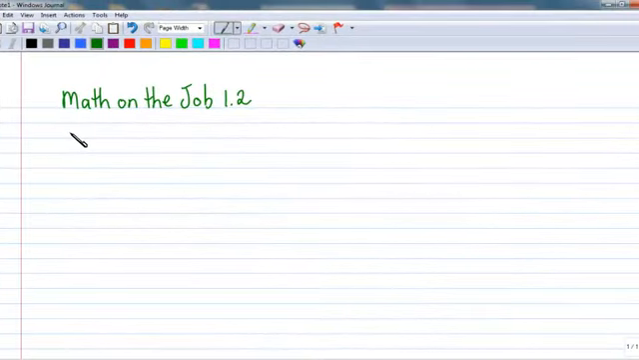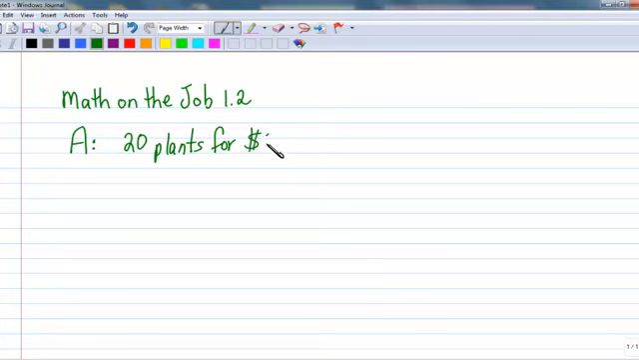Linda wants to buy tomato seeds. In order to know which company she wants to buy from, Company A or Company B, she needs to compare their prices. Company A sells 20 plants for $45.95.